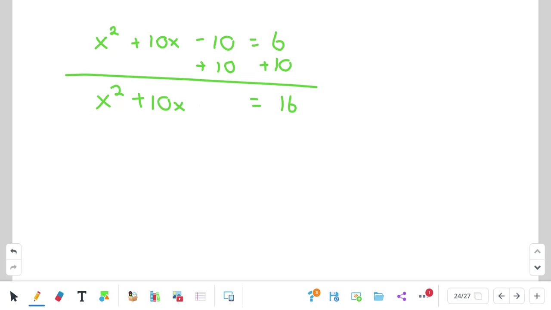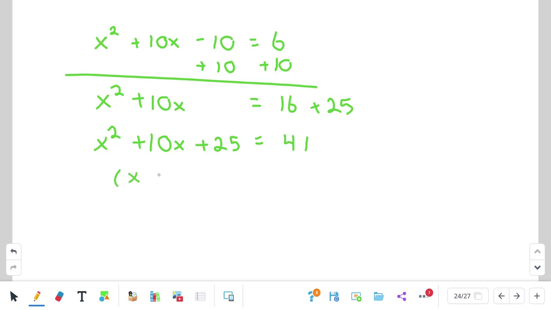Okay, now, what did I really want to have here? I really wanted the 25 because half of 10 squared is 25. So here's what I'm going to do. Since I wanted the 25 there, I'm going to put 25 there. Now you won't let me get away with adding 25 to this side without also adding it to this side. So 16 plus 25 is 41. Okay, now it's set up so I can solve it.